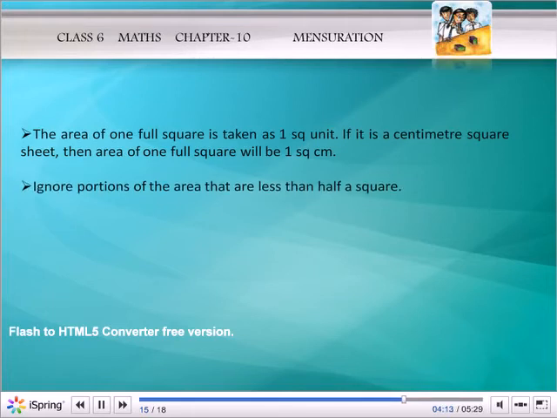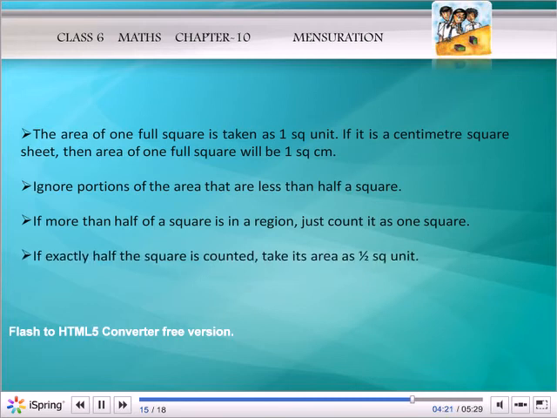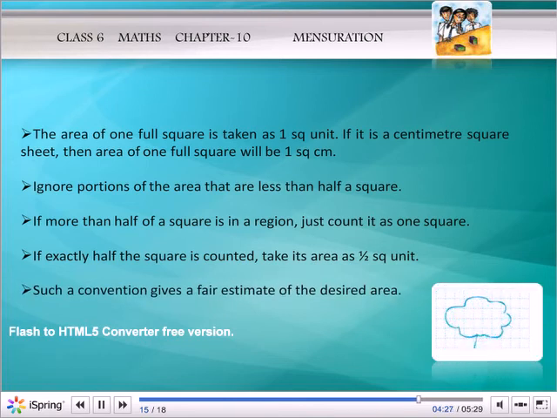Ignore portions of the area that are less than half a square. If more than half of a square is in a region, just count it as 1 square. If exactly half the square is counted, take its area as half square unit. Such a convention gives a fair estimate of the desired area.